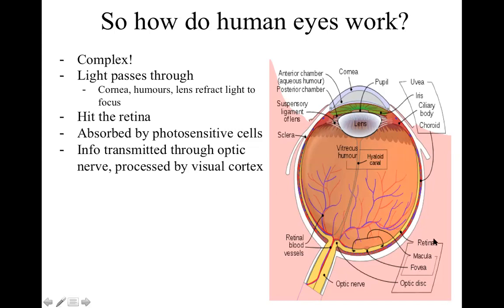On the retina, you have photosensitive cells that absorb the light and transform it into an electrical impulse that is delivered to the visual cortex through the optic nerve.